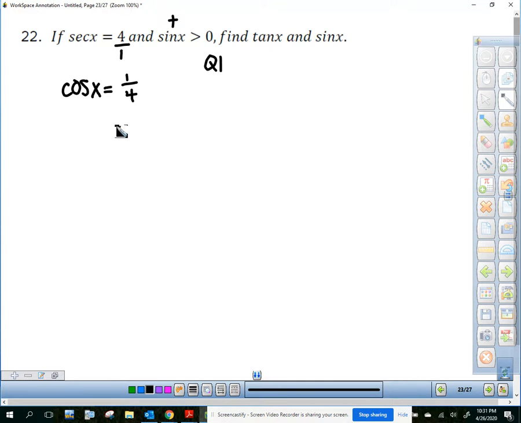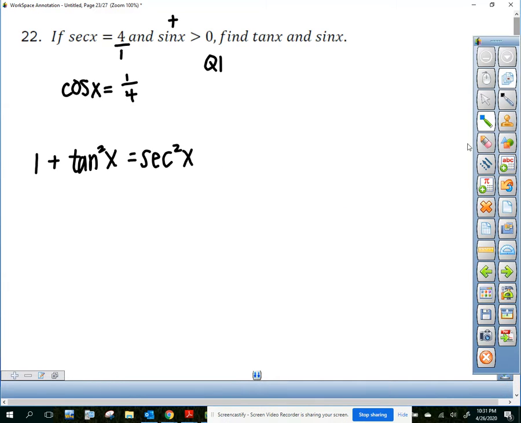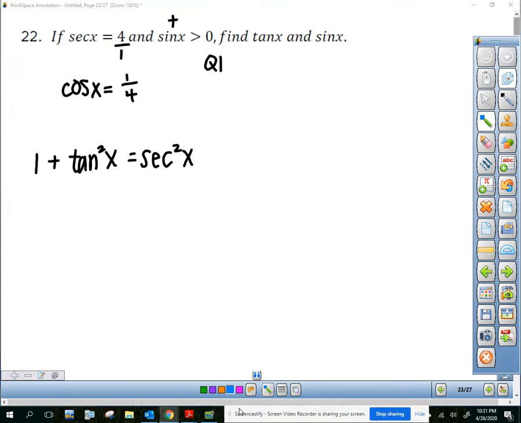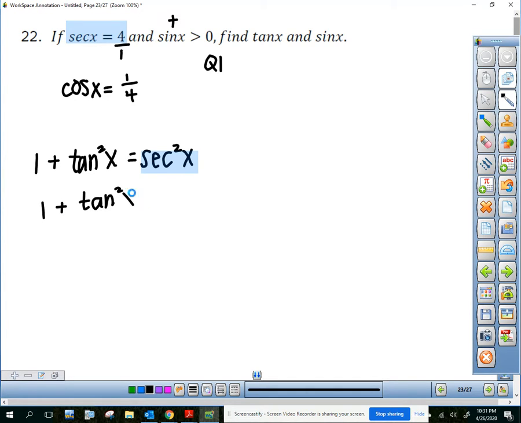So secant and tangent are together in one of your Pythagorean identities. 1 plus tangent squared of x equals secant squared of x. And again, you can look at your formula chart to see all of your identities. So we're going to replace secant of x with 4. Now we're not replacing secant squared of x, just the secant of x. So the squared still remains.